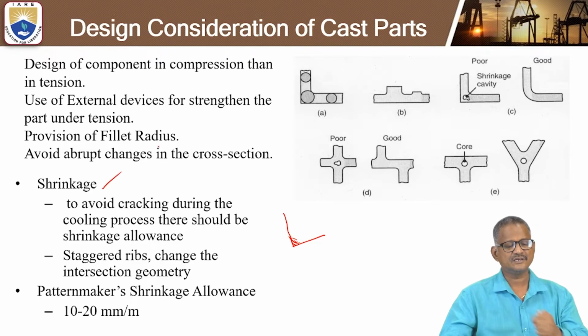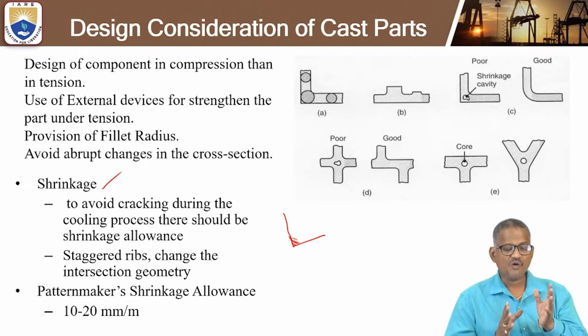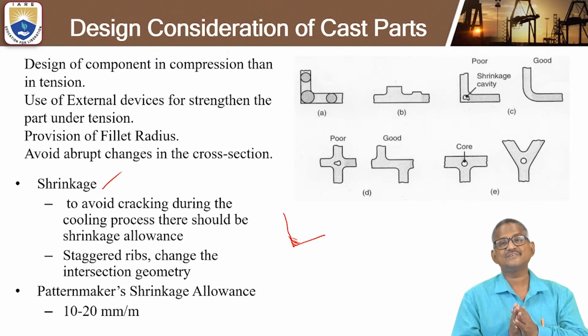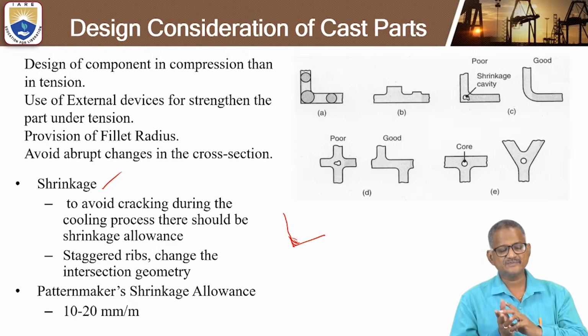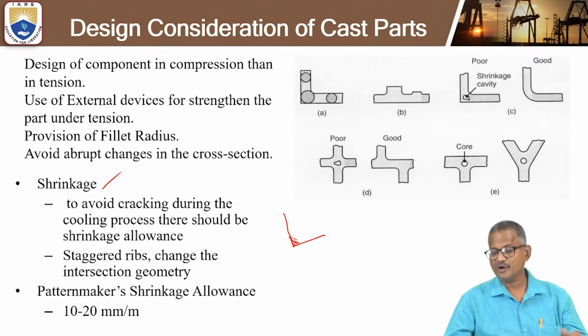Let us see some of the important terminology where you can do good design consideration. That is allowances. The shrinkage allowance: majorly to avoid cracking during the cooling process, there should be a shrinkage allowance. It involves staggered ribs, change in the intersection geometry, and the pattern maker's shrinkage allowance.